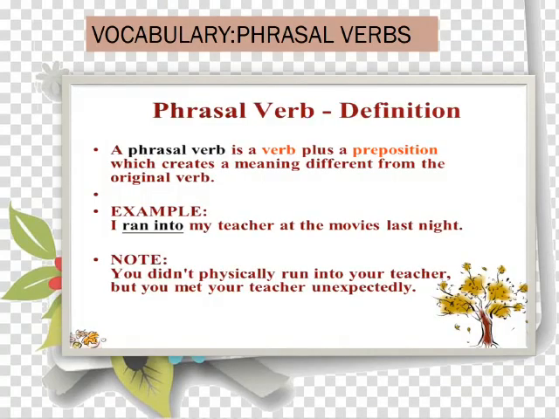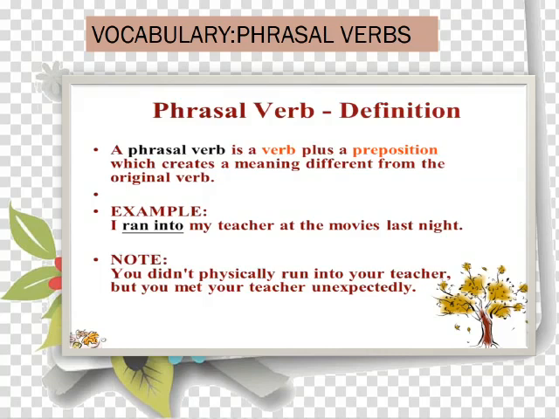In the vocabulary section, let us learn about phrasal verbs. What is a phrasal verb? A phrasal verb is a verb plus a preposition which creates a meaning different from the original verb. What are verbs? Verbs are action words. Example: sing, come, go, run, etc. What are prepositions? Prepositions are the words which are used to connect the different nouns, pronouns and phrases in a sentence. For example: to, over, on, in, into, across.